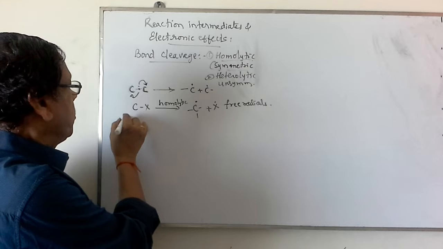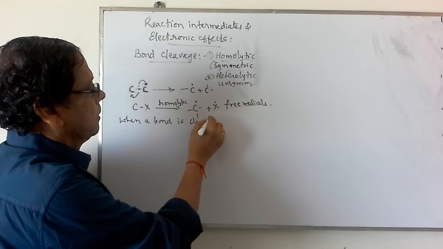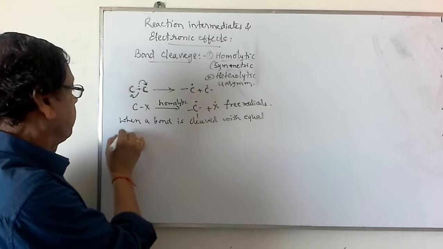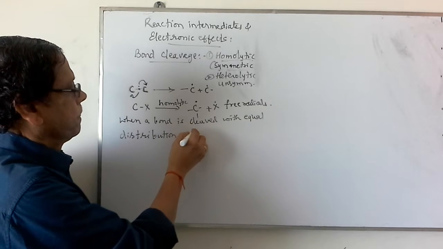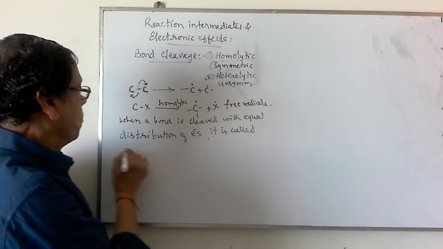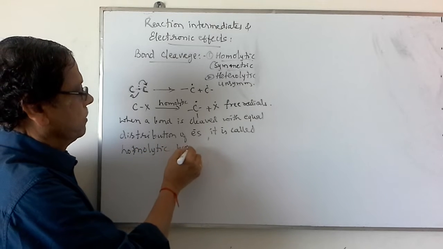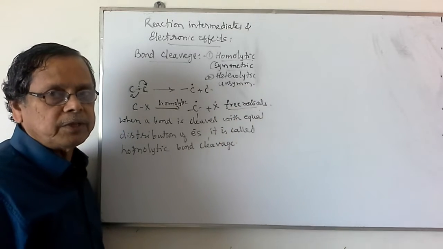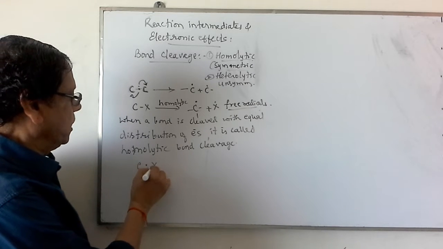So when a bond is cleaved with equal distribution of electrons, it is called homolytic bond cleavage. This homolytic bond cleavage will always give rise to the intermediates which are called free radicals.